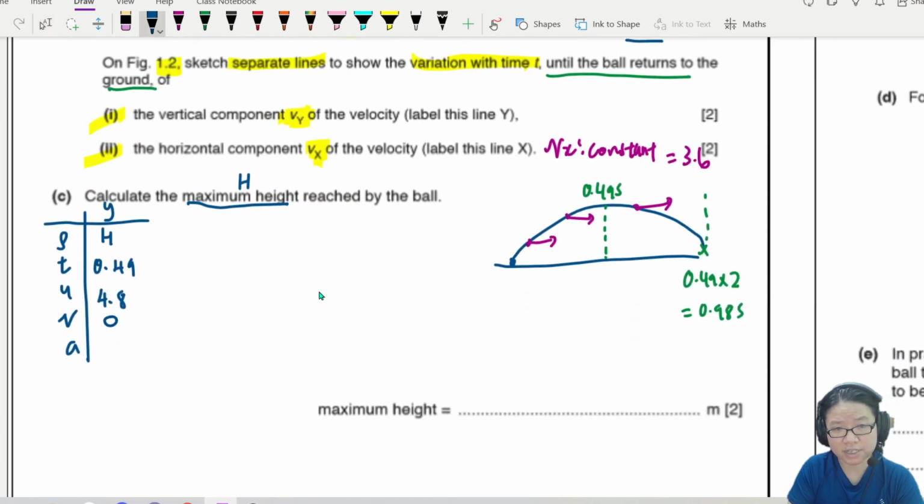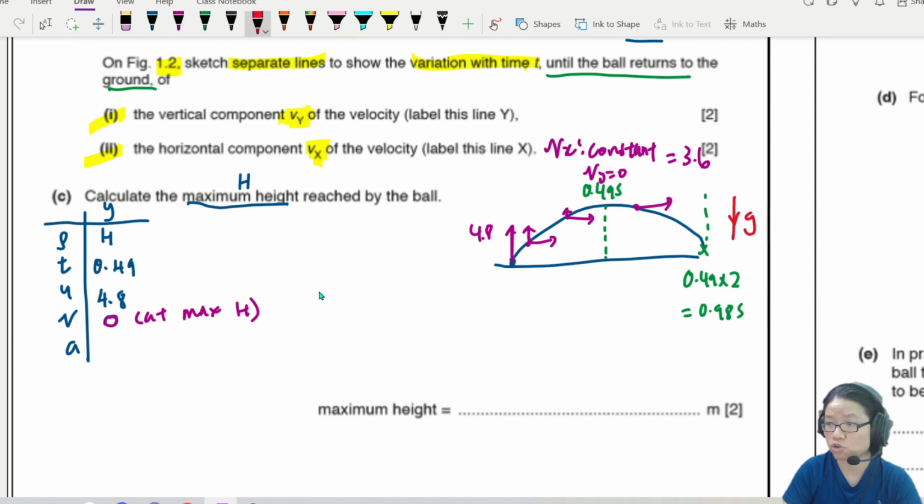V, final velocity is 0. So we will start here at 4.8, and then it will be smaller and smaller, and then become 0 up at the highest position. So this one is 0 at max height. Okay, what about acceleration? Well, my friends, acceleration is always the same, downward g for the Y component. So negative 9.81 or g.